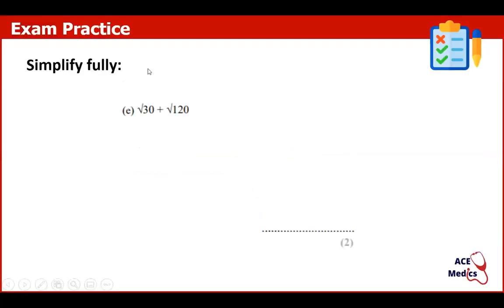Okay, a few exam questions then. Have a go at these. So root 30 plus root 120. So can you simplify that fully? So think about what multiples make up 120 and what multiples make up 30. And one of them needs to be a square number. So have a go at that.